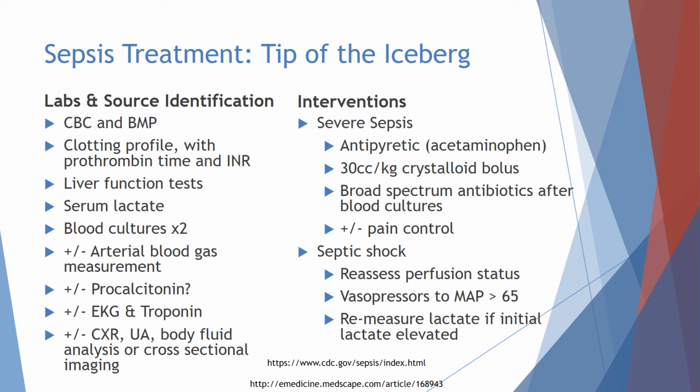And if unfortunately your patient progresses to septic shock, where they have a MAP less than 65 or a systolic blood pressure less than 90 millimeters of mercury, you are going to want to be frequently reassessing perfusion status, remeasuring those lactate levels to gauge your resuscitation, and more importantly, starting vasopressors.